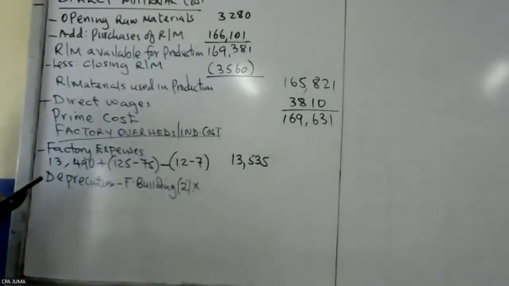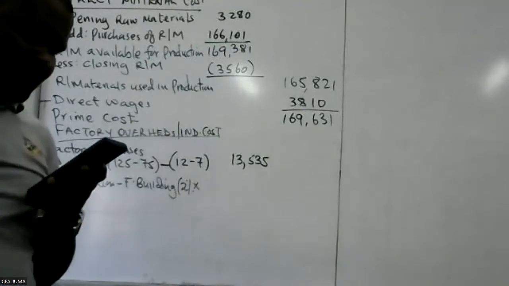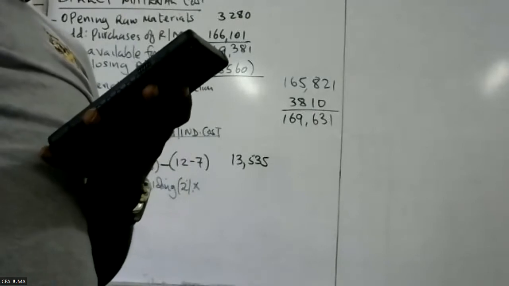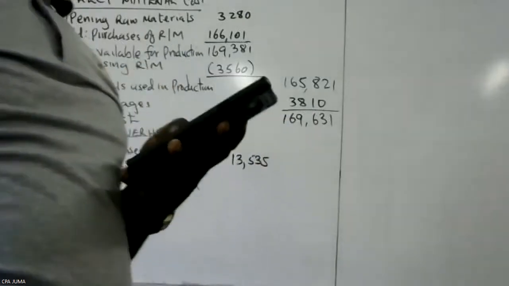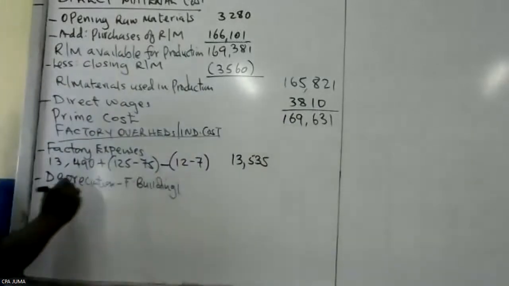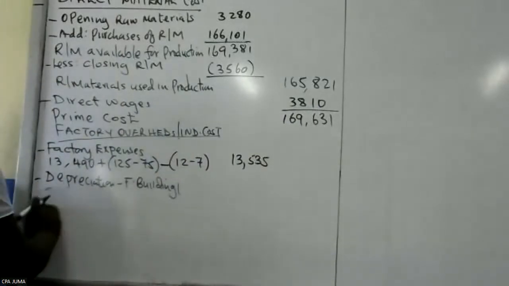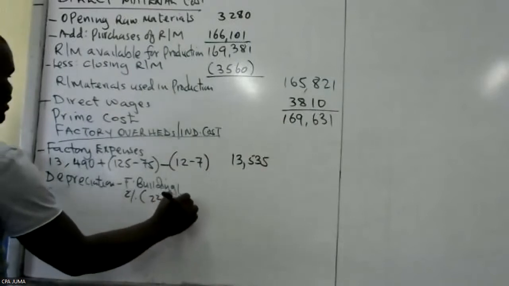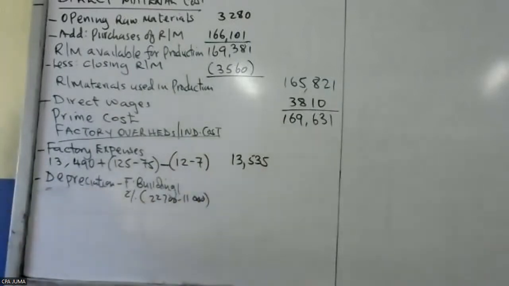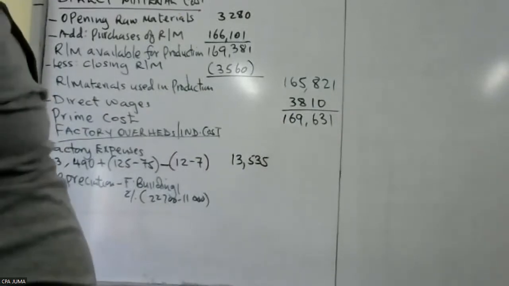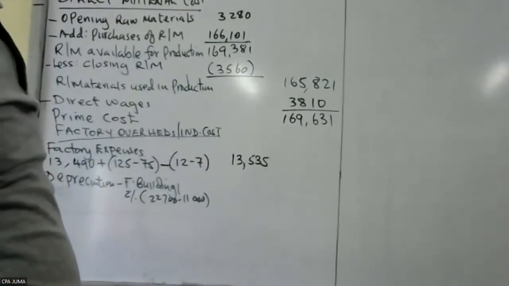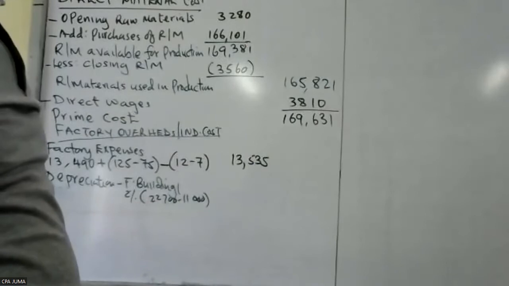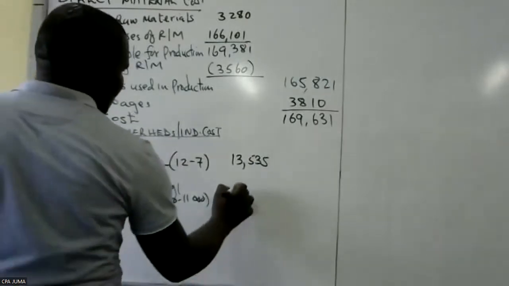What was the cost of the factory building? Trace it up there. There was factory land and building at cost. The total was 22,700, but land was 11. Can you get buildings? Yes. So it is 2% of 22,700 minus 11, because 11 is land. What remains you multiply by 2%. 234. Confirm?